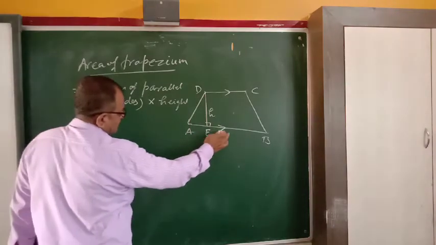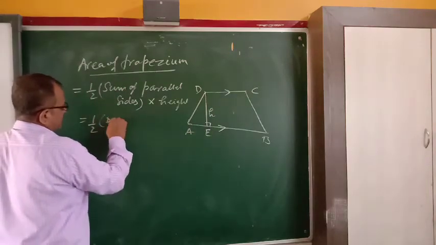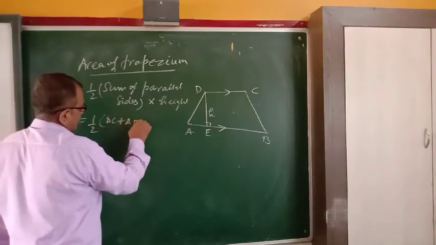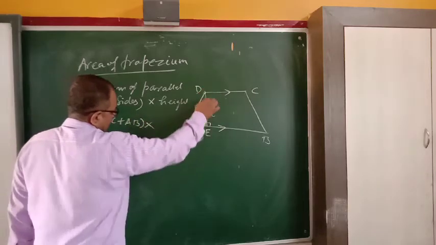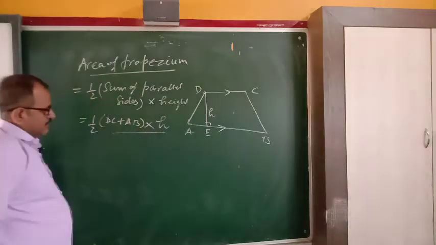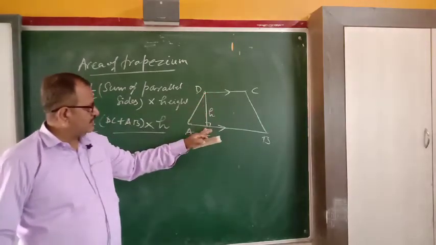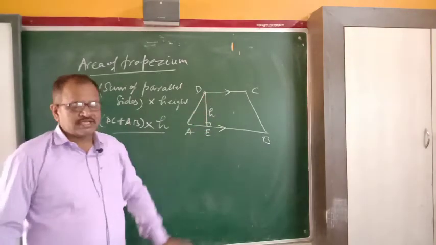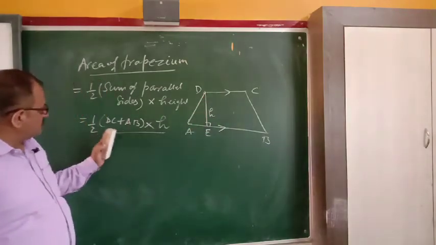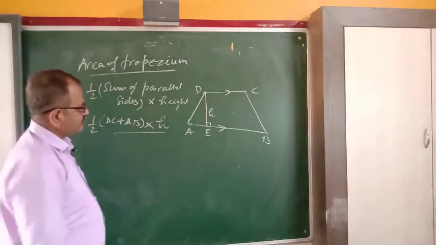So here the parallel sides are AB and DC. So 1 by 2, in brackets we can write DC plus AB, and what is the height? Height is DE, that is H. So if the parallel sides are known and the perpendicular distance between the parallel sides is known, we can use this formula to find the area of a trapezium.